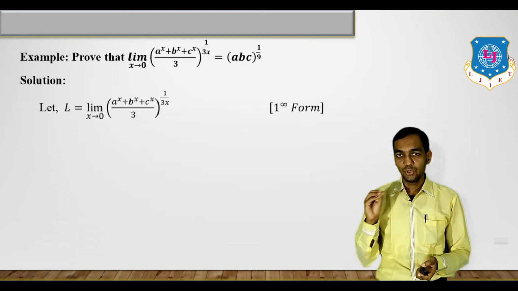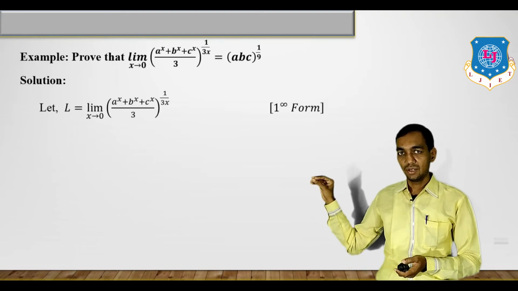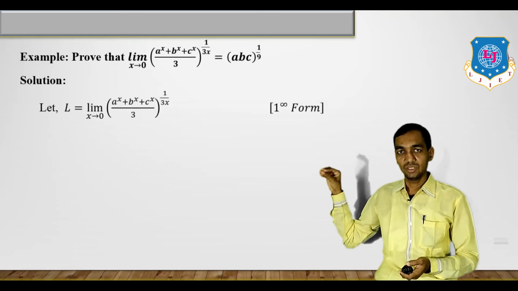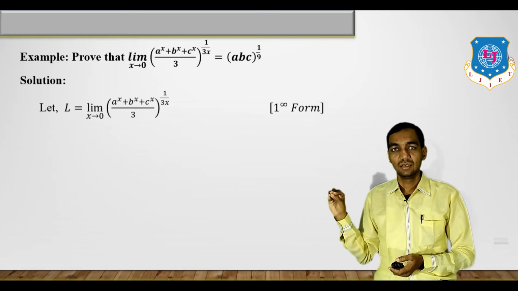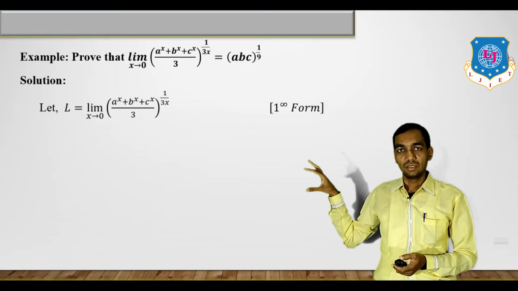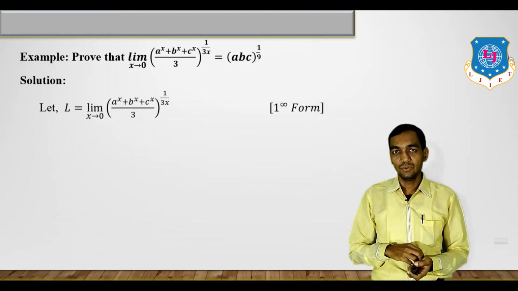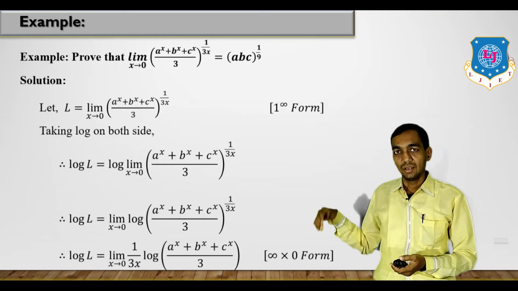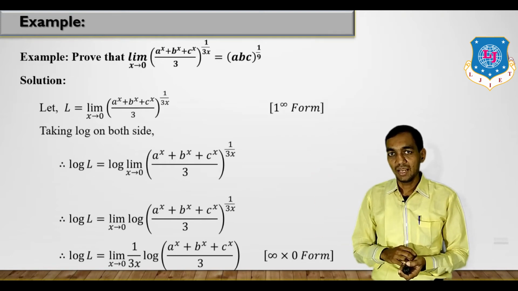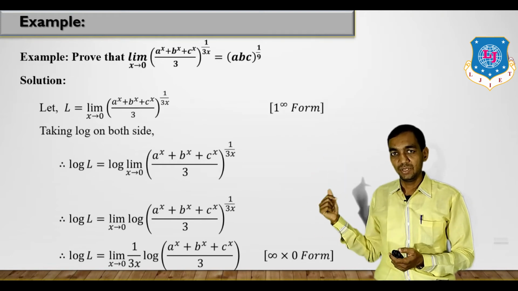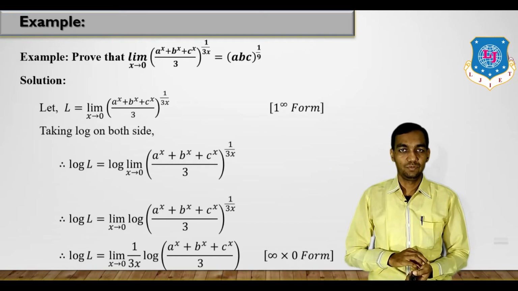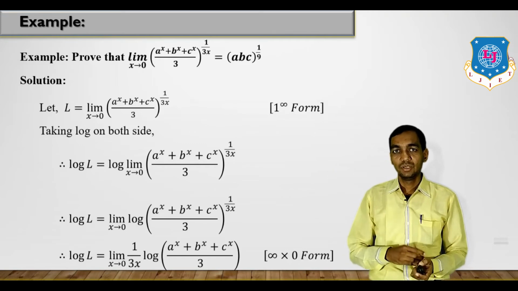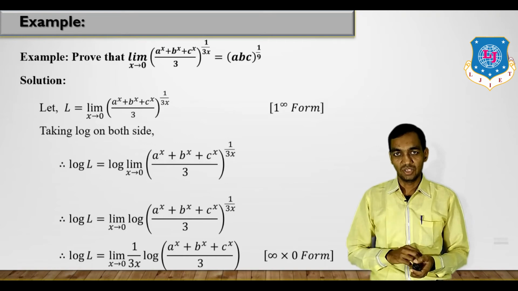See, if you put the limit, then a^0 has a value 1, b^0 has a value 1, c^0 has a value 1. That means you have (1 + 1 + 1)/3, that is 3 upon 3, and so that function is going to have a value 1. And in the power 1/(3x), if you apply the limit, then 1/0 will be infinity. So it is 1 raised to infinity form. That first you have to check. And since it is 1 raised to infinity form, we start by taking log both sides.